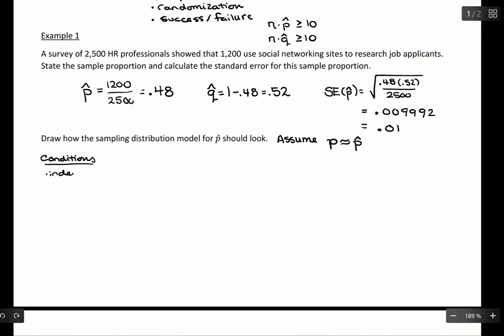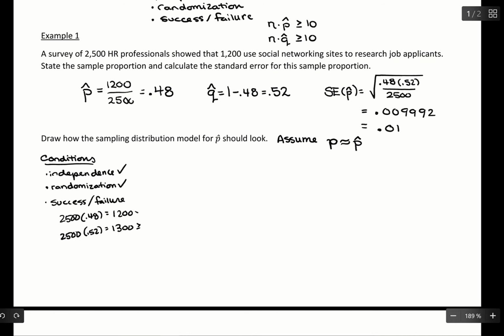So, independence, that would come through since how they research job applicants should be independent of each other between different HR professionals. Randomization, they didn't state that it's a random sample, but we'll go ahead and assume they took a nice random sample of those 2,500 HR professionals. And then the success-failure condition, taking our sample size times 0.48 and our sample size times 0.52, that'll be 1,200, this will be 1,300, and both of those are more than or equal to 10, so we're good there.